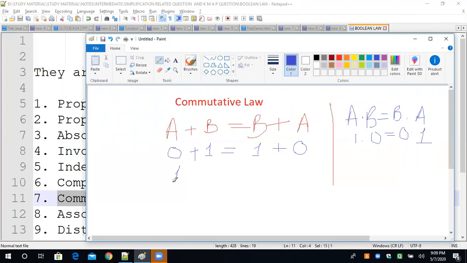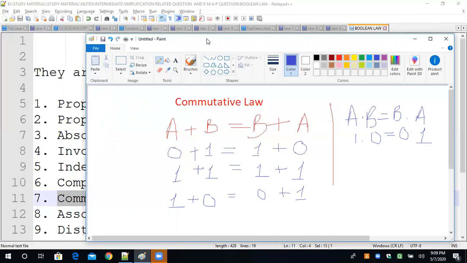Or we can change the combination. 1 plus 1 is equal to 1 plus 1. Both the values I can take as 1. One more combination, we can take 1 plus 0, or here 0 plus 1. In all the positions you will get the same answer. So the commutative law is also proved. Okay, fine.